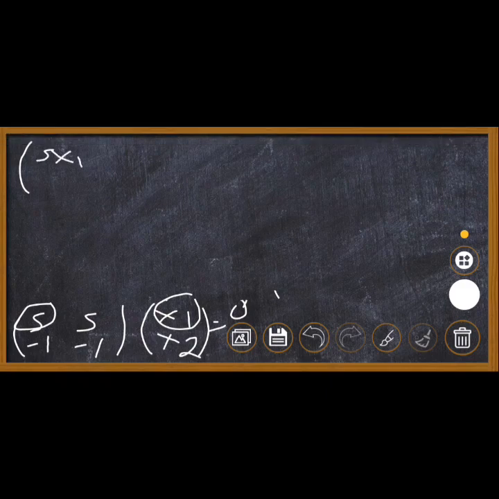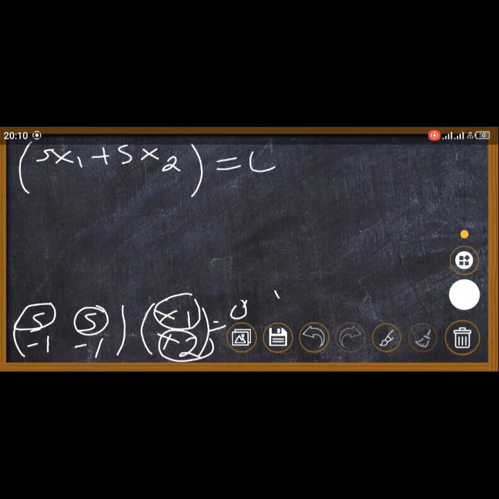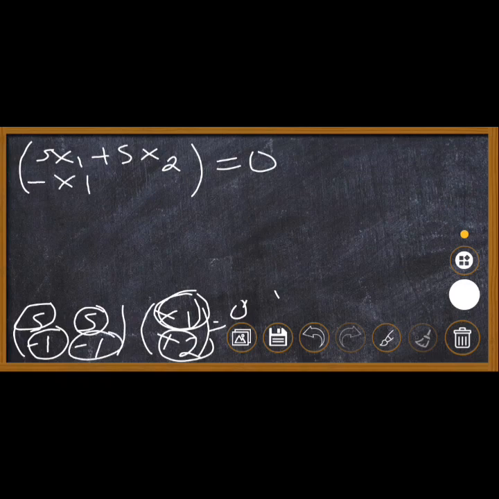And then this 5 multiplied by x2 is going to be plus 5x2. Okay, all of these in brackets equals 0. And then this negative 1 with what? With x1, we are going to have negative x1. And then this negative 1 with x2, we are going to have negative x2, since here it's positive, and then we multiply with the negative x here. Okay, let's just do that so that we don't get confused at the end of the day.